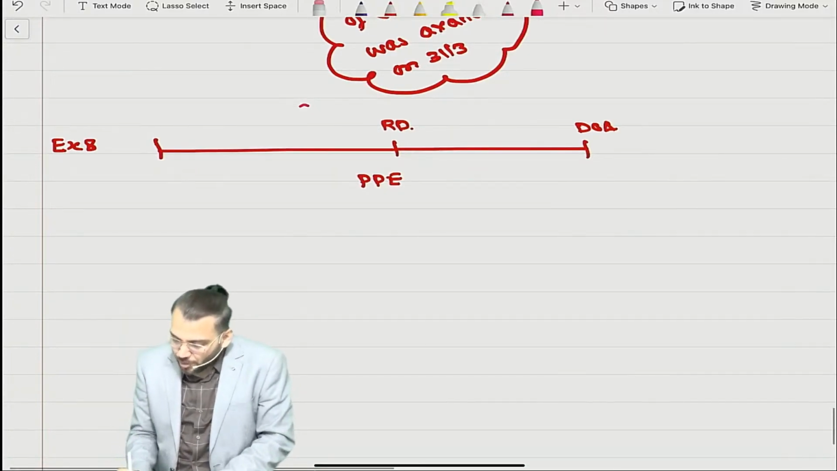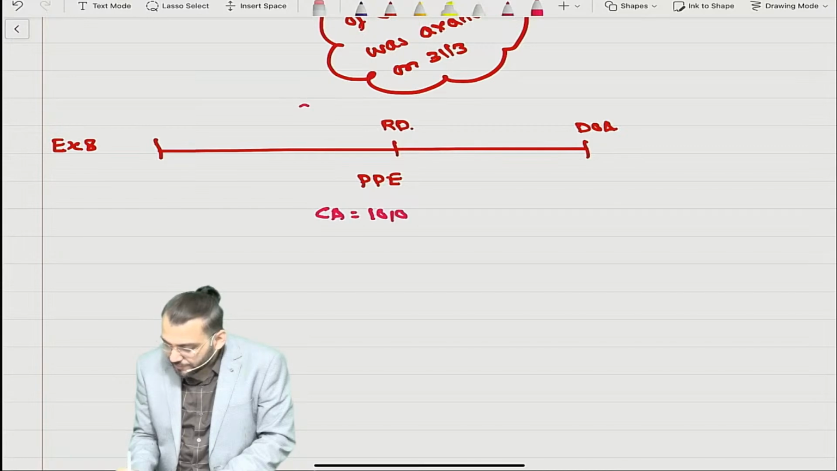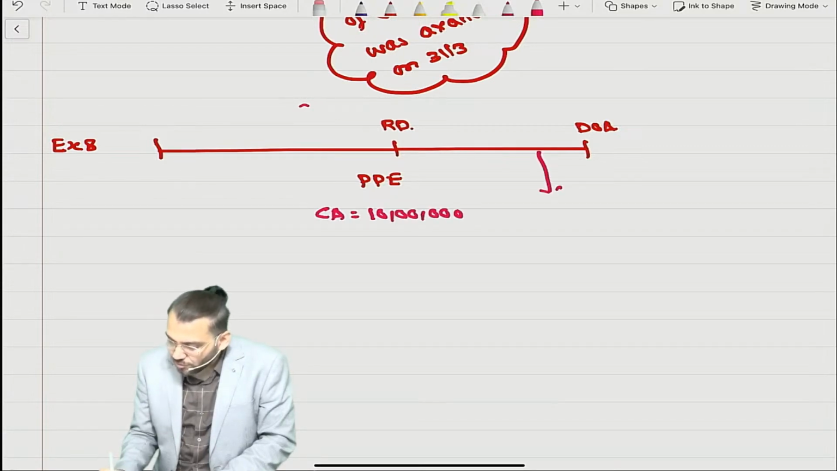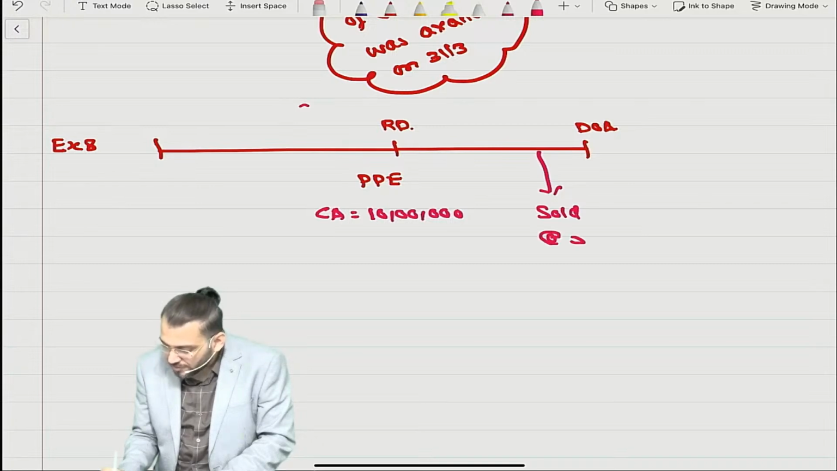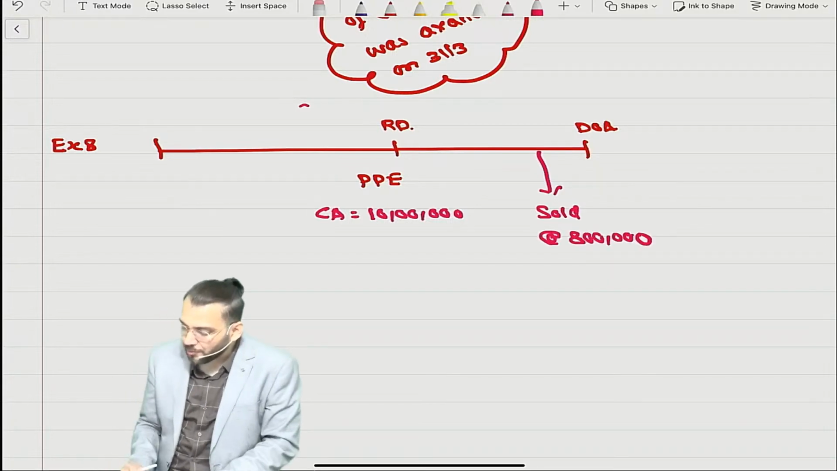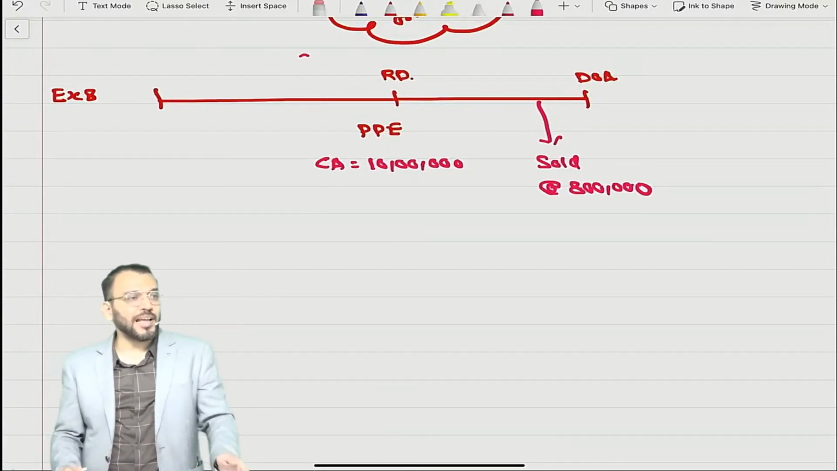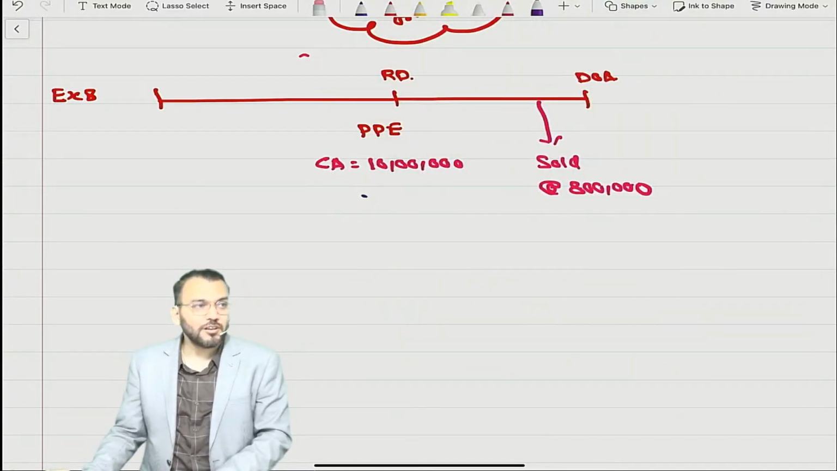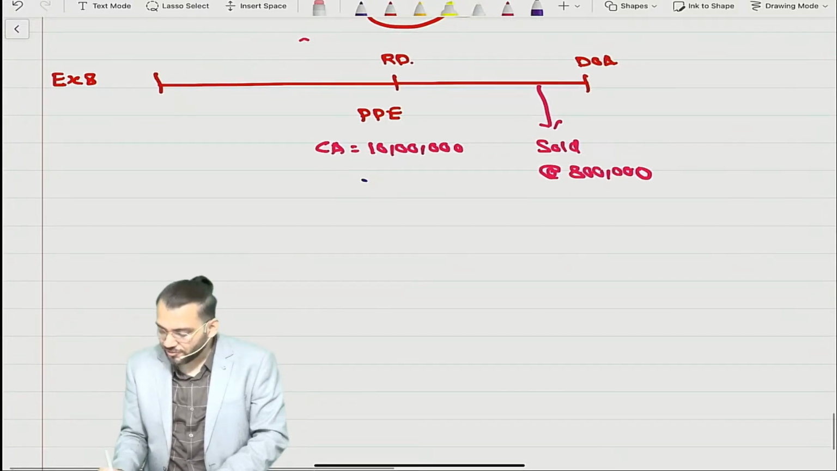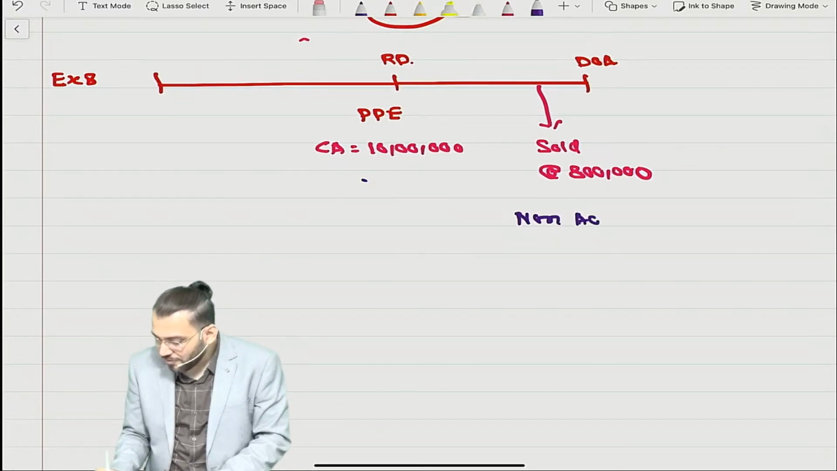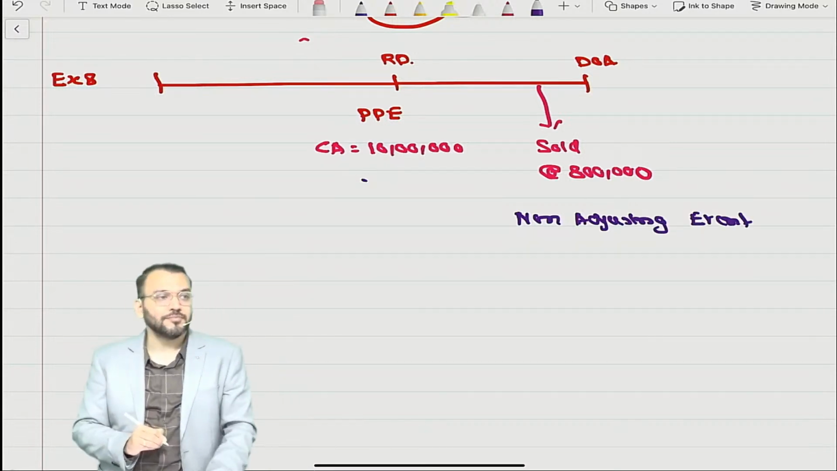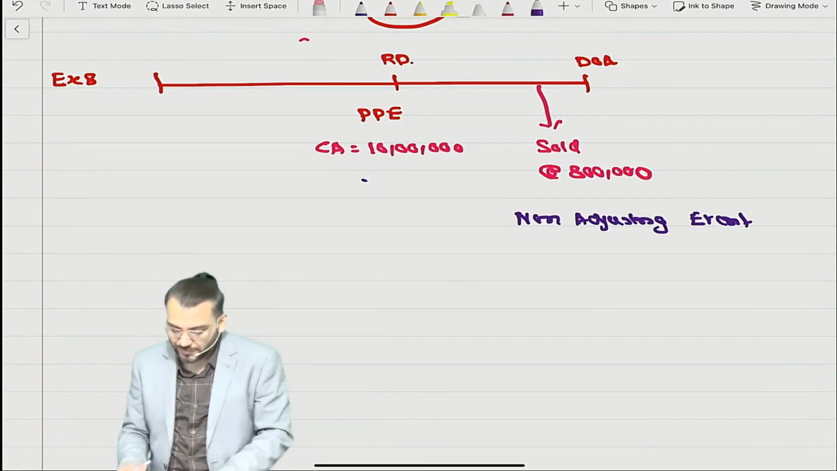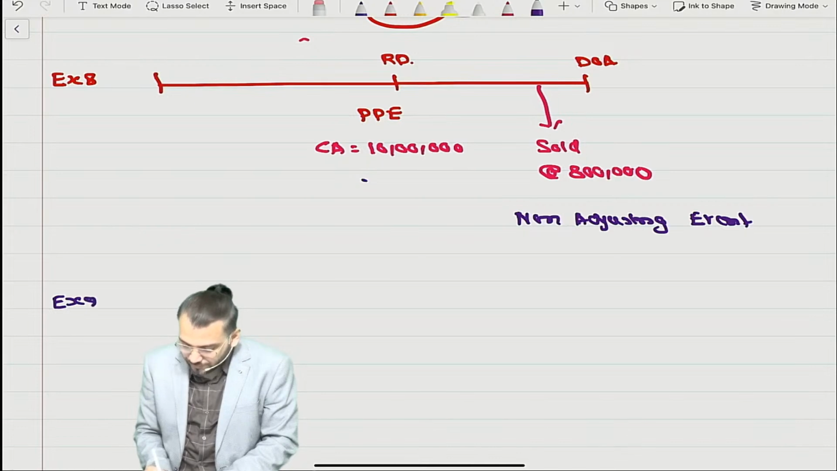Correct. Now suppose you have a property, plant and equipment whose carrying amount as on 31st March was 10 lakh and it was sold at rupees 8 lakh before approval of the financial statements. So there is a loss of 2 lakh. Adjusting, non-adjusting. Non-adjusting. Correct only. Chalo. Non-adjusting. Even I think no clarification required. Correct. Example number 9.